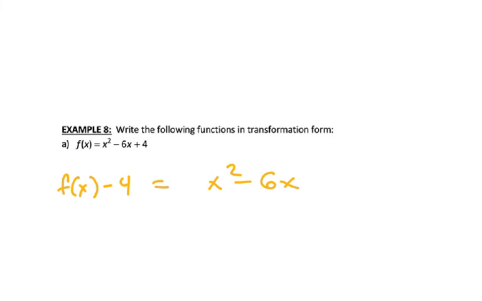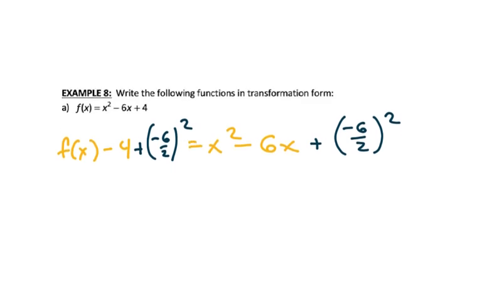So we're going to divide by 2 and square. So we're going to take the negative 6, we're going to divide by 2, and then we're going to square. And notice what you do to one side of the equation, you have to do to the other. So that means I'm going to have to add a negative 6 over 2 squared to the other side. Okay, and we'll clean it up.